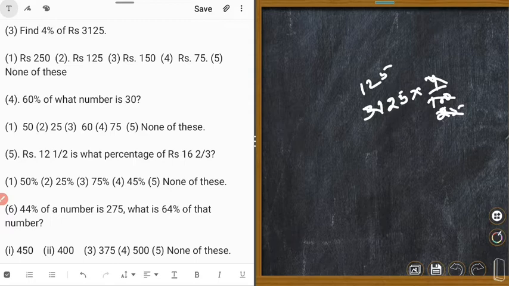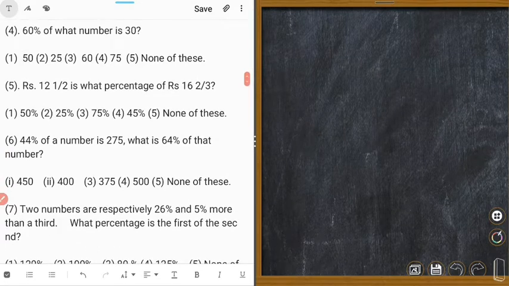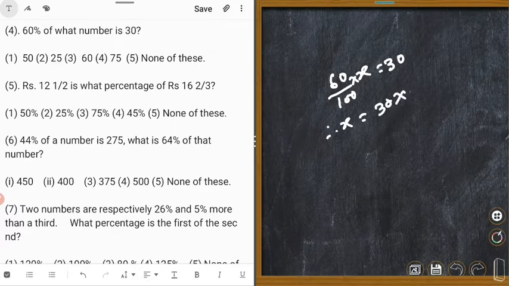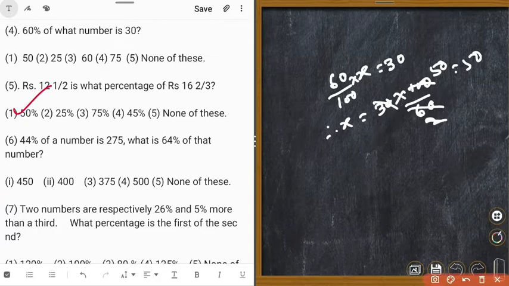Okay, next. 60% of what number is 30? That means 60 percentage means 60 upon 100, so 60 upon 100 times x is equal to 30, you know. Therefore, x is equal to 30 into 100 upon 60, which is equal to 50. The right answer is number 1.